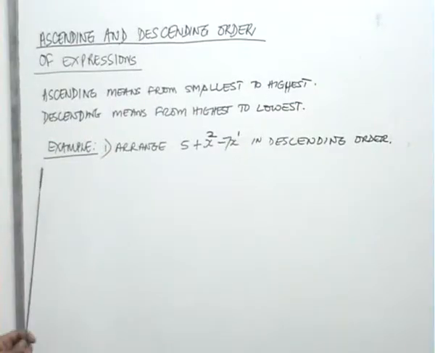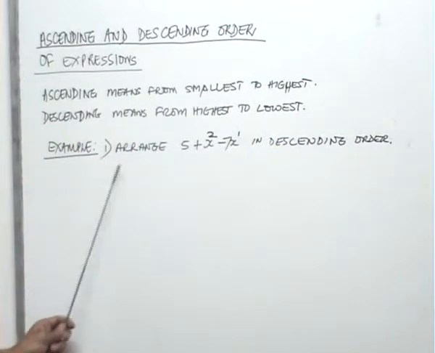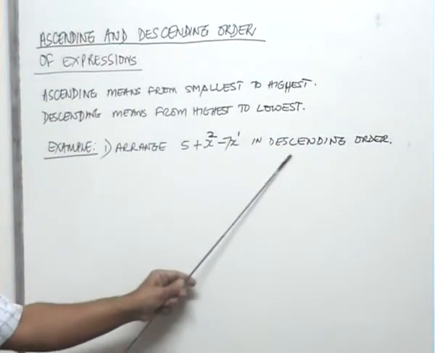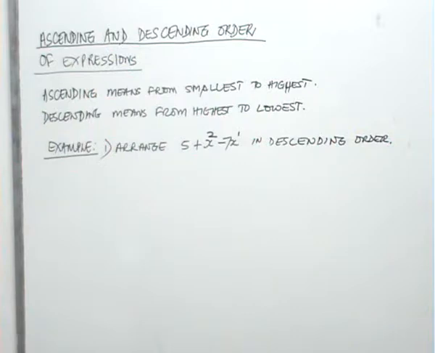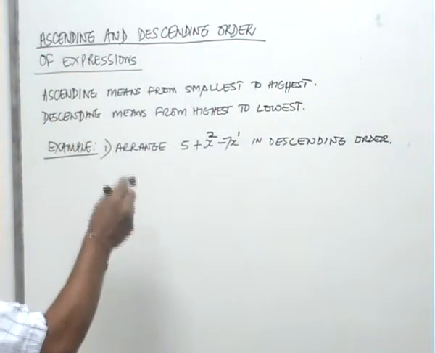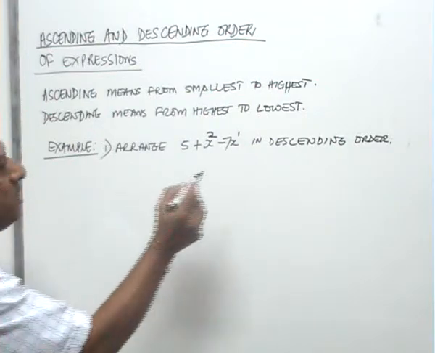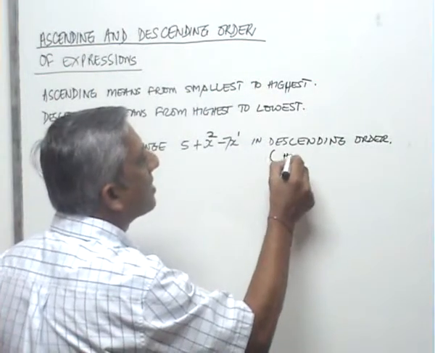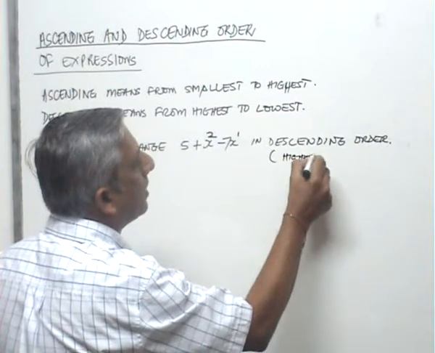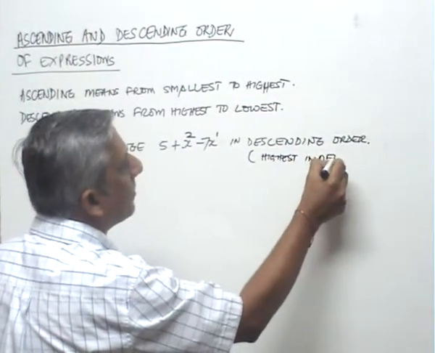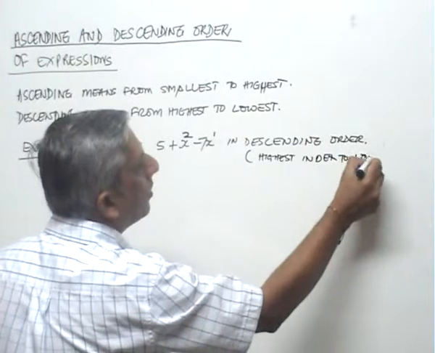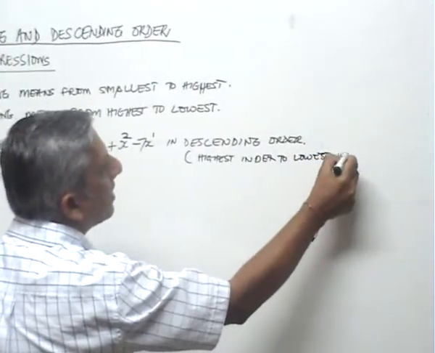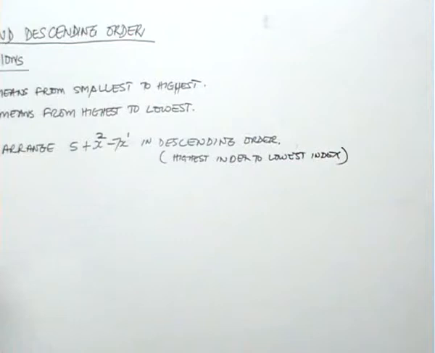So let's look at an example. Arrange this expression in descending order. Right, what does descending order mean? It means highest to lowest. But highest what? For maths now, for expressions, this means highest index to lowest index. That's what it means in maths.